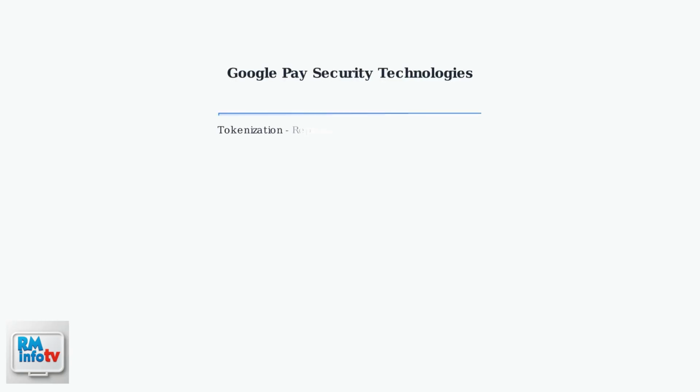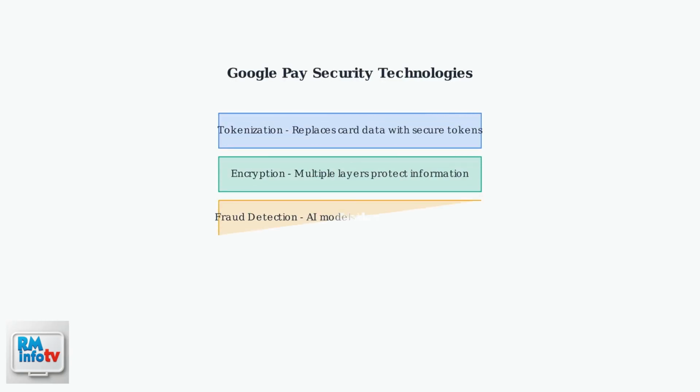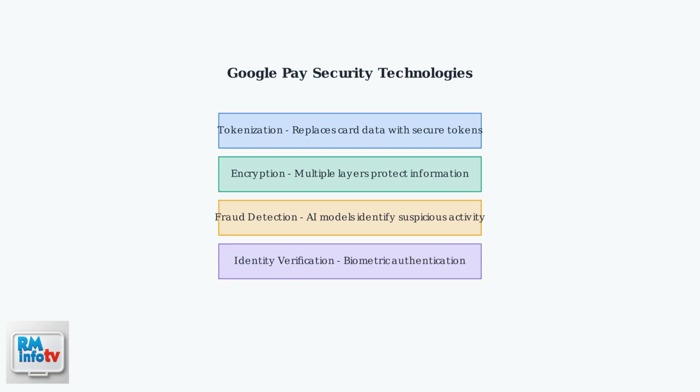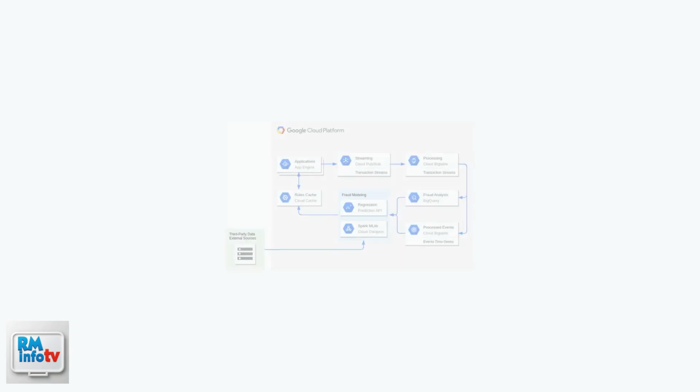Google Pay employs multiple layers of security technology to protect your payment information. This includes tokenization, which replaces sensitive data with unique tokens, encryption for data protection, and advanced fraud detection models. Google's fraud detection system uses sophisticated cloud-based architecture to analyze payment patterns in real time, helping to identify and prevent fraudulent transactions before they occur.